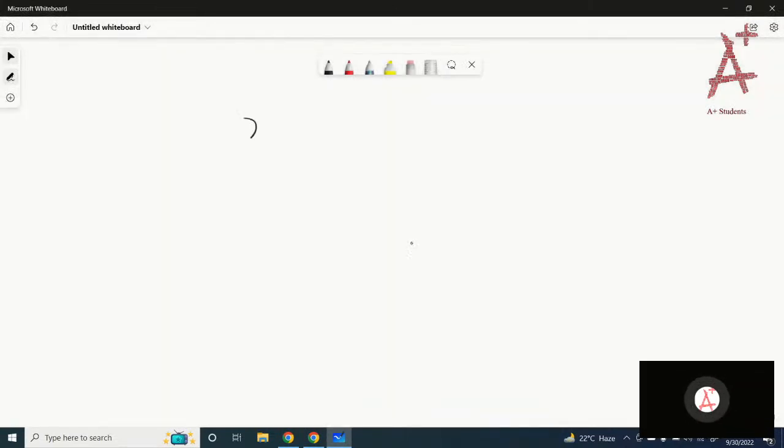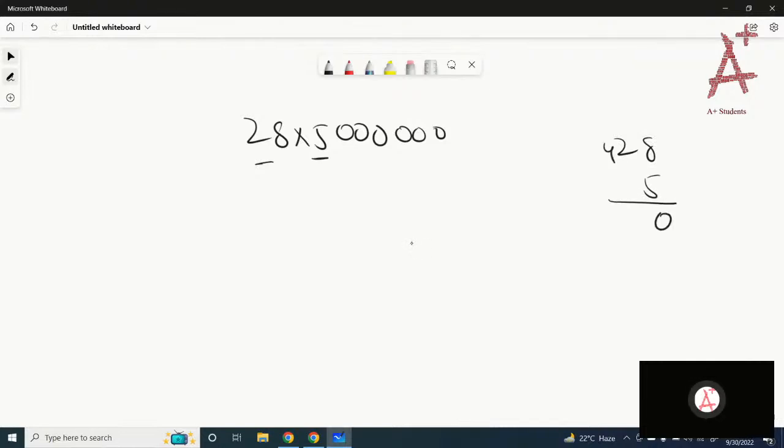Okay, the next one is 28 times 5000000. Just multiply the digits. Just do 28 times 5. 5 times 8 is 40. Write 0 and carry 4. 5 times 2 is 10 and 4, 14. So it is 140. So 28 times 5 is 140, and write these zeros as it is: 1, 2, 3, 4, 5, 6. Got it? Select the correct option and click on the OK button.